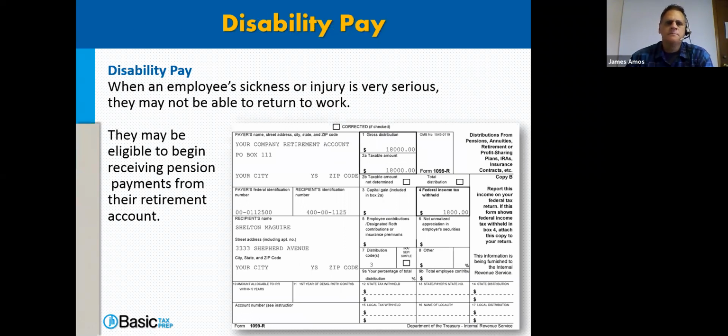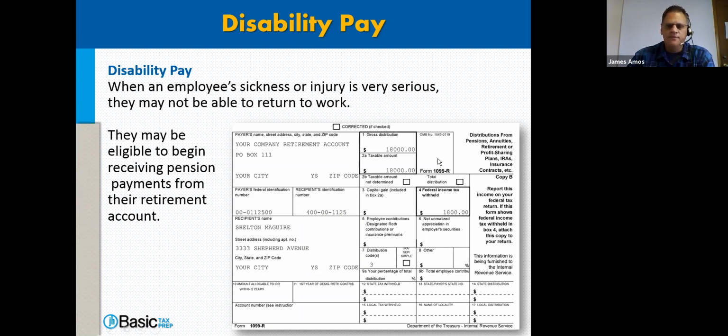Now let's talk about disability pay. Now, when an employee's sickness or injury is so serious that they're not able to return to work, they can start receiving their retirement early. This is one of those exceptions. You haven't learned this yet, but normally you cannot start receiving any retirement from a 401k or a pension or anything like that until after retirement age. This is one of the exceptions where you can and not be penalized for anything, but it's still going to be taxable.